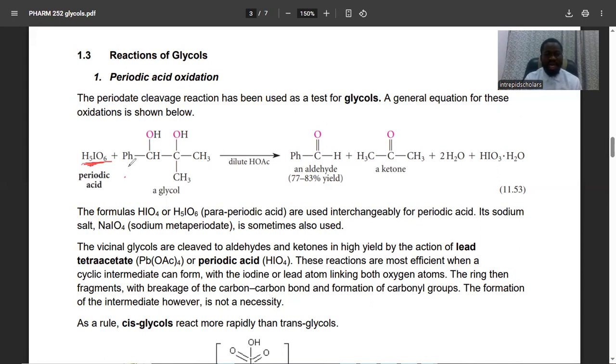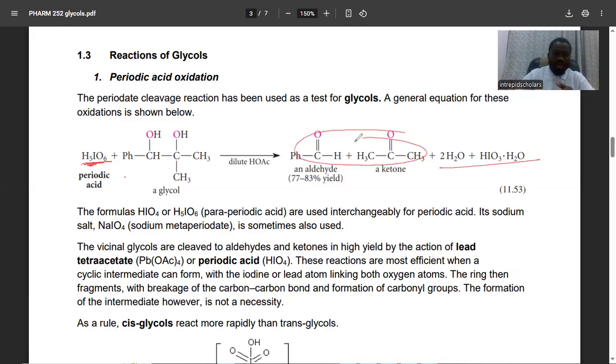When you add this periodic acid to the glycol, we form two carbonyl compounds, an aldehyde and a ketone, and then we have the byproduct. What I want us to know here is how we can transform the glycol to the ketone or aldehyde. Then we will stand at the same spot and learn how to convert the aldehyde and ketone back to the glycol. So this is chemistry. People say it's a science, which is true, but chemistry is also an art. And so what we are coming to do now is pure art, not science.